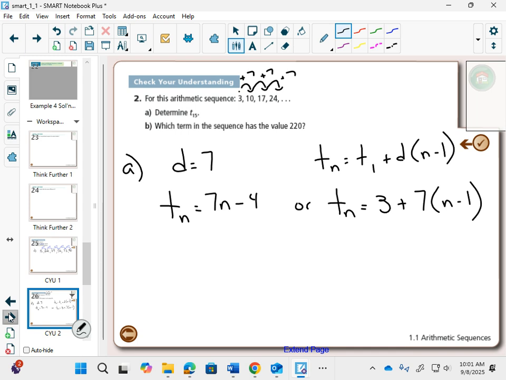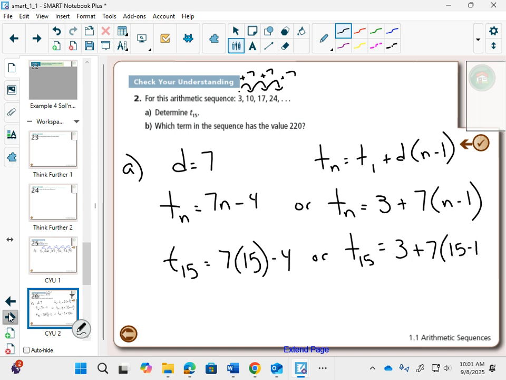If you wanted to find term 15, you would plug in 15 into either one of these. When we find term 15, we replace the n with the 15 because we're finding the 15th term. They probably expect you to know up to your 7 times table, but 15 would be too big, so this would be on a calculator section of a quiz. Although 7 times 15 is not too bad, it's 105. So this would be 105 minus 4, and you would get 101.